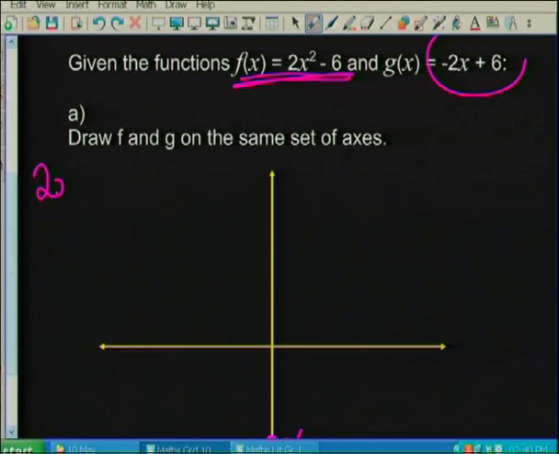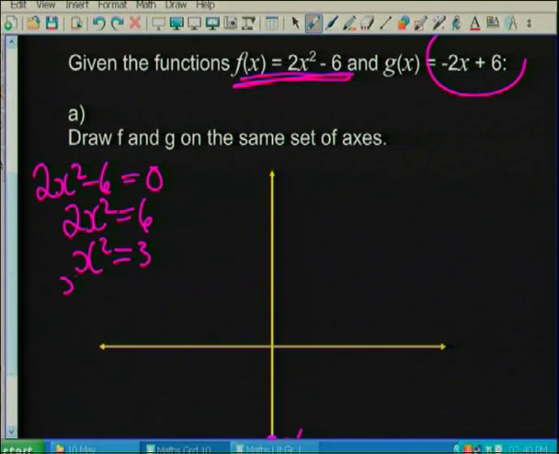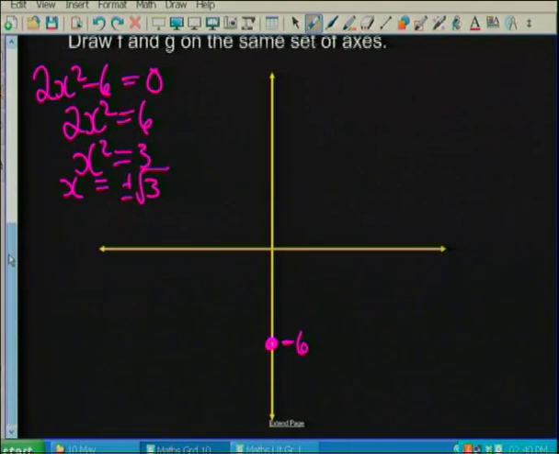So I'm going to say 2x squared minus 6 is equal to 0. So 2x squared is equal to 6. So x squared is equal to 3. So the x-intercepts are plus and minus the square root of 3. Now, I don't know exactly what that is, but I know it will be less than 2. So I'm just going to indicate it there. Negative root 3, 1, 2, and positive root 3.